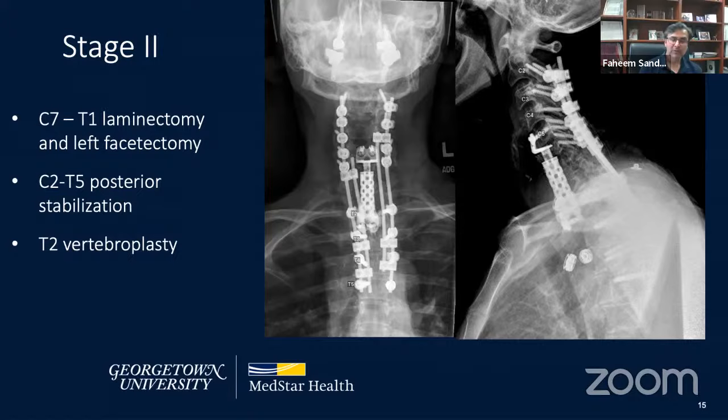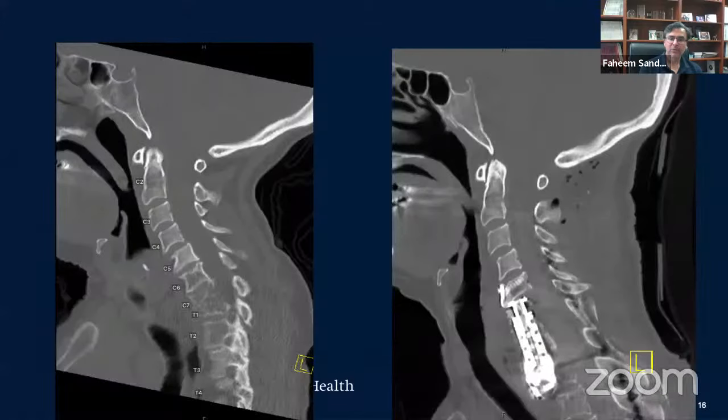You don't have good points of fixation at the junction because of the involvement of tumor. So C7, T1 screws were not placed because of tumor involvement and the need to resect those vertebral bodies as part of the surgery. And so using a 4-rod construct was very beneficial in providing some additional stability across that cervicothoracic junction, and then reinforcing that T2 level with cement to stabilize that as well.